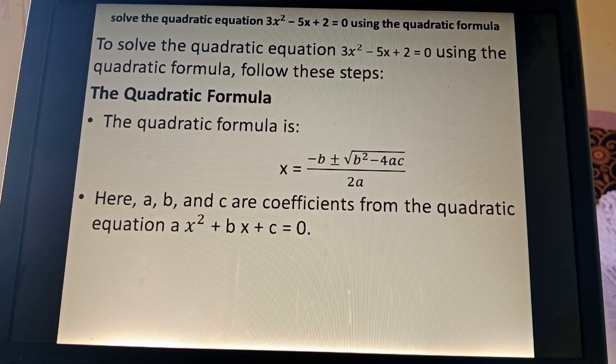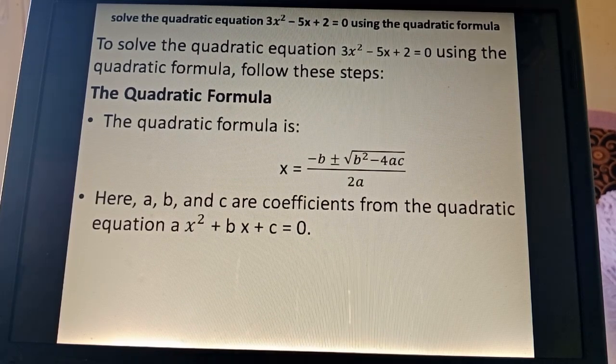The next question is this. So we are through with the factoring method now. We come now to using the quadratic formula. So our question is this. Solve the quadratic equation 3x squared minus 5x plus 2 is equal to 0 using the quadratic formula.